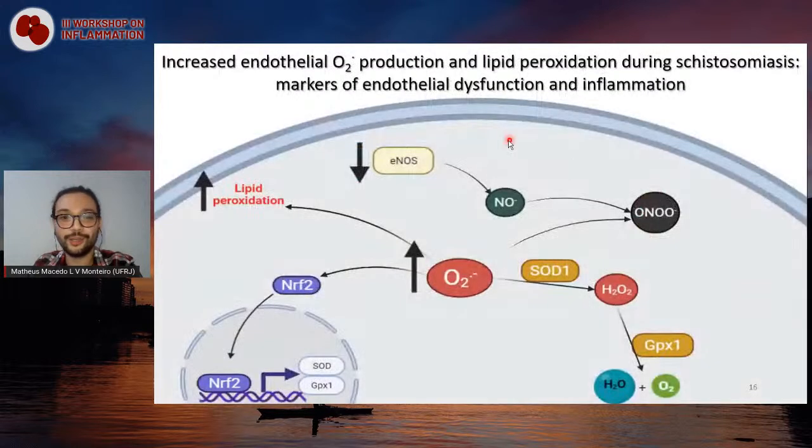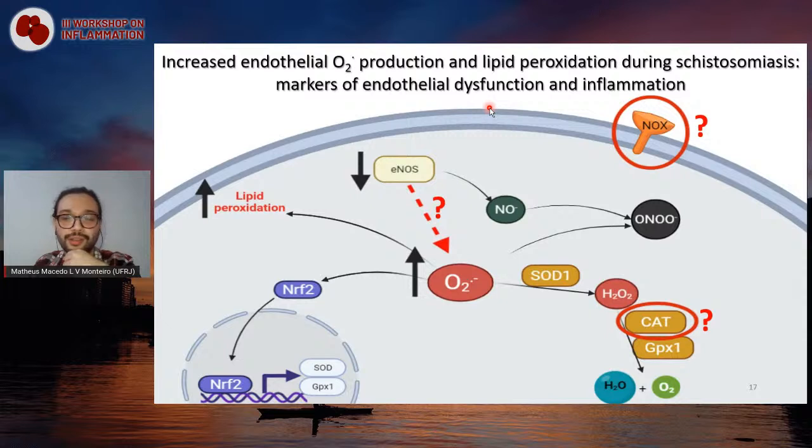So in conclusion, to summarize, we conclude that in the endothelial cells of animals infected with schistosomiasis, we saw an increased lipid peroxidation, an increased ROS, mainly superoxide anion, and a reduced bioavailability of nitric oxide. And these data are also markers of endothelial dysfunction and inflammation of these cells. So our goal in the future is to find the source of this increased superoxide anion, which can be produced by nitric oxide synthase uncoupling, or by activation of NOX, and also we want to evaluate other antioxidant enzymes such as catalase and other enzyme isoforms.